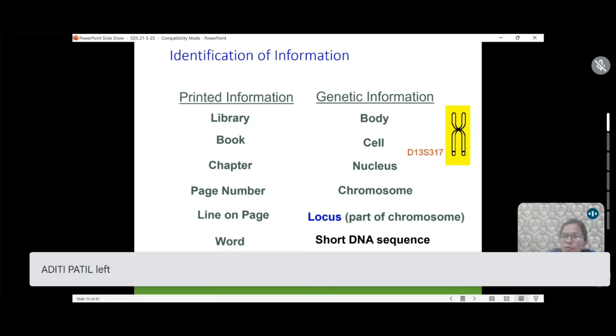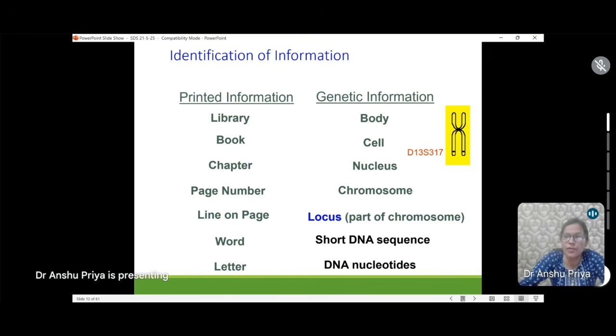Compare our genetic information with library information. If we compare our body with a library, each cell of our body is like a book of that library. Each cell contains a nucleus, like each book has its own chapters. The chromosomes are present inside the nucleus, and each page number is present on the chapter. And the line of the page is a locus.